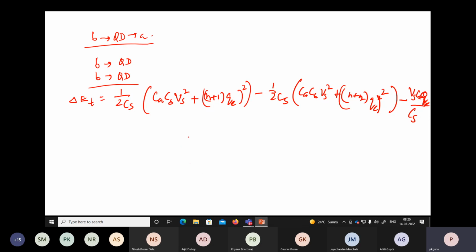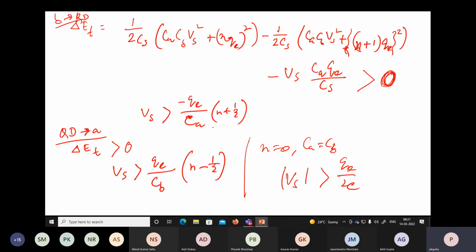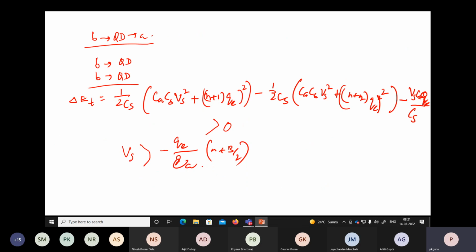If you say that this is to be energetically favorable, and you follow that, you will get the expression n plus 3 by 2. So here you see it was n plus half, now it is n plus 3 by 2. Again you can consider Ca equal to Cb equal to C, and considering the tunnel direction, we ultimately got a similar expression where it is 3 QE over 2C.